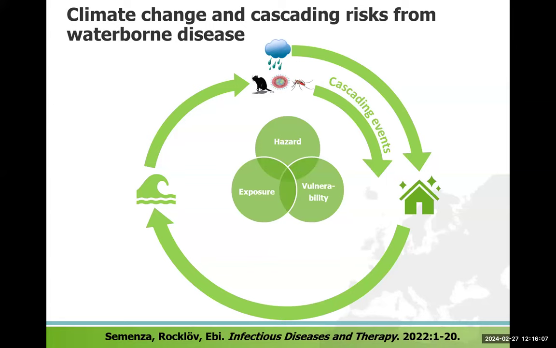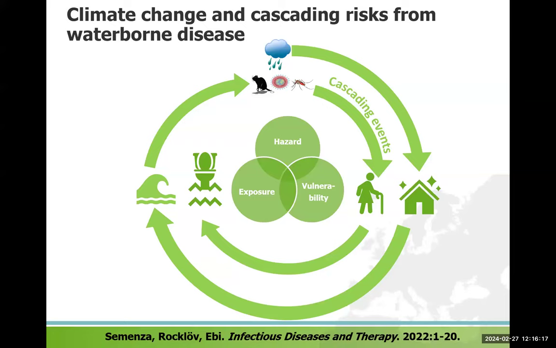They could be vulnerable because they don't have screens on their windows. They could be vulnerable because they have pre-existing medical conditions, and that potentially puts them at risk for exposure to flood water that's contaminated with fecal coliform, for example. So the point I'm trying to make is that there is a cascading risk that we need to take into account depending on societal vulnerabilities.